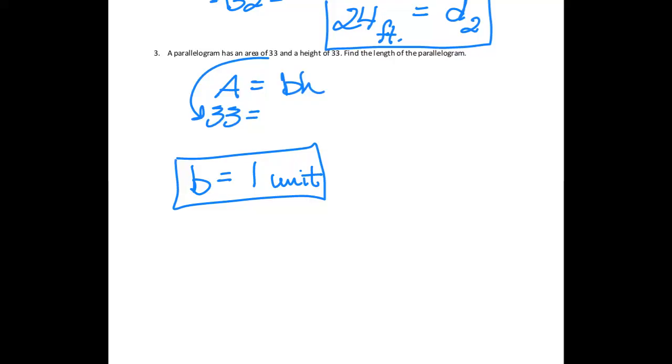So the review is due on Thursday. The test is Thursday. I'll give you all the difficult formulas. You have to know area of a rectangle, length times width, area of a square, and area of a triangle.